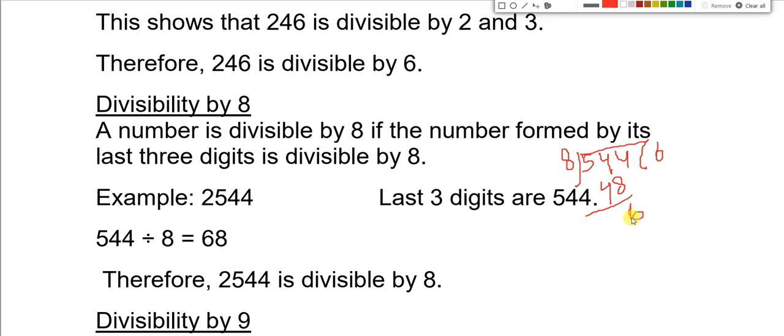6, and this 4 minus 4 will be 0. This 4 will come down, it will be 64. Now 8 eights are 64. So the remainder is 0. So now we can see here the remainder is 0. Therefore we can say that the last 3 digits are divisible by 8. And if the last 3 digits of any number are divisible by 8, that means the full number is also divisible by 8. Okay.